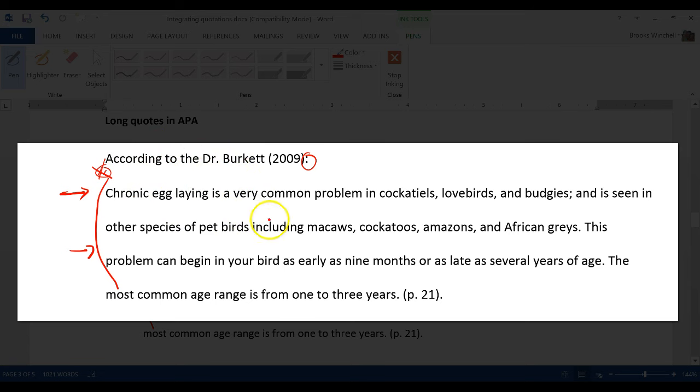So according to Dr. Burkett 2009, chronic egg laying is a very common problem in cockatiels, lovebirds, and budgies, and is seen in other species of pet birds, including macaws, cockatoos, Amazons, and African greys. This problem can begin in your bird as early as 9 months or as late as several years of age. The most common age range is from 1 to 3 years, page 21. So that's a good example of a long quote directly from that passage.